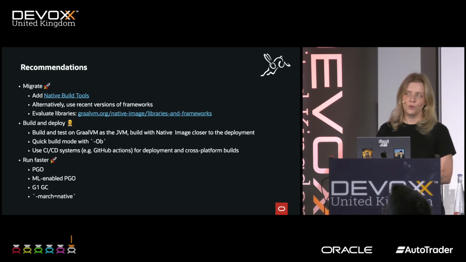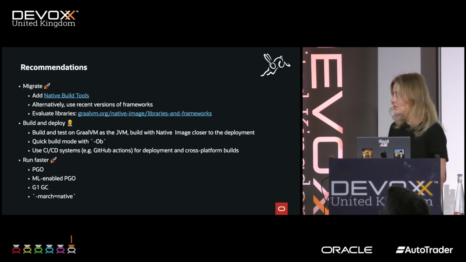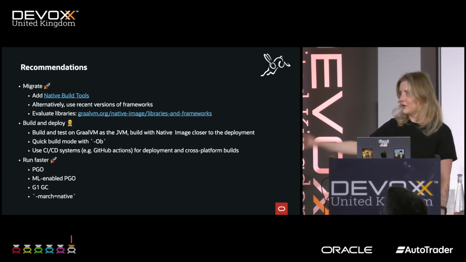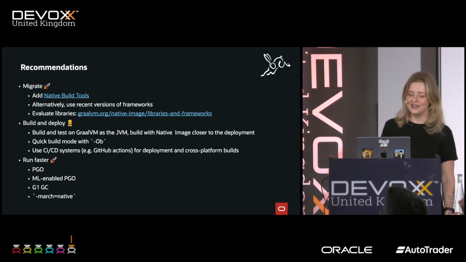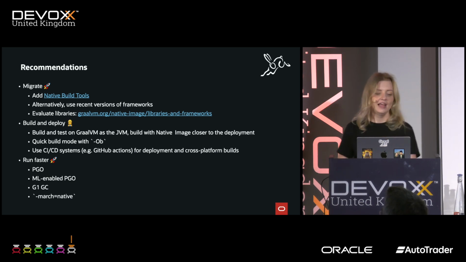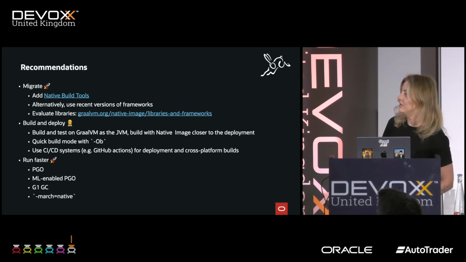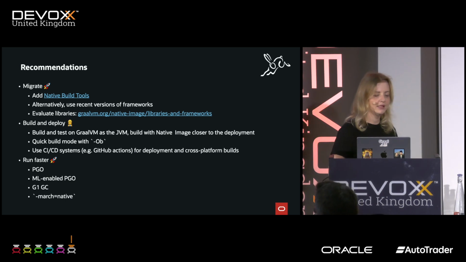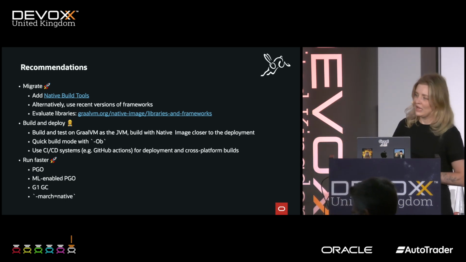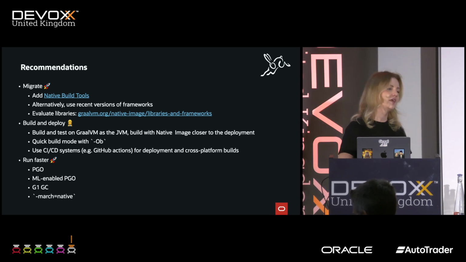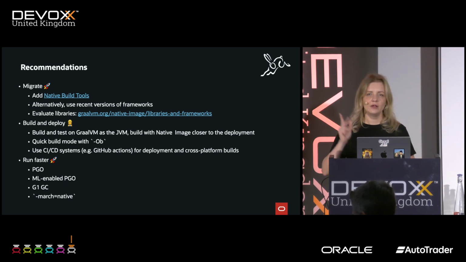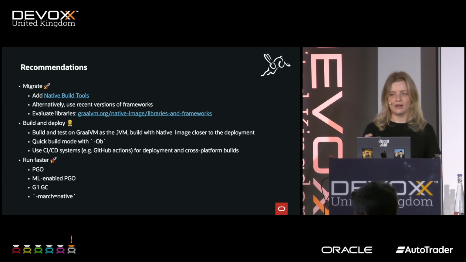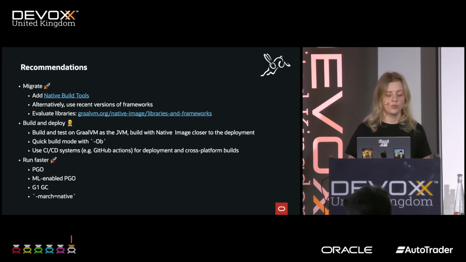What are some good tips and recommendations that I would give to you? If you want to take one photo of the slides, I would suggest that you take a photo of this slide. So if you want to migrate an existing application to GraalVM, the first thing I would do is add native build tools. Native build tools are the Maven and Gradle plugins coming from the GraalVM team. They will help you build your applications, test your applications, and also incorporate config for your dependencies automatically in your project.